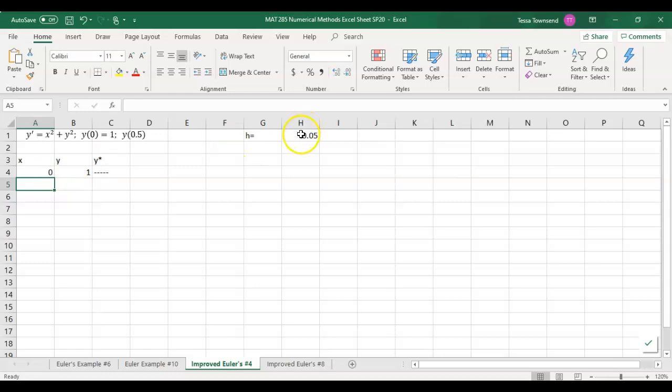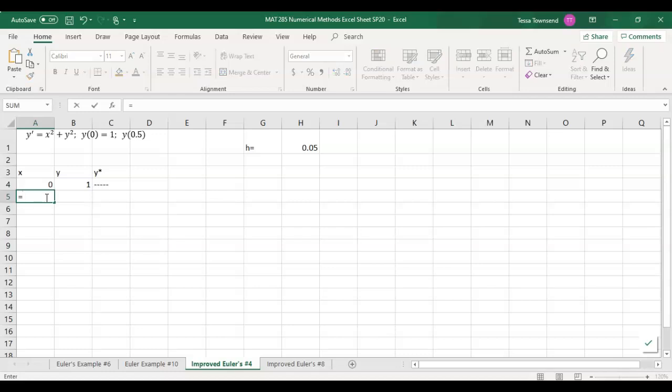Now, our x's are changing by the increment of 0.05, so we've got to set that formula up. It's going to be equals that last x plus that step size. I'm going to reference that cell just to make it easier for me to change the step size. Don't forget the dollar signs in front of the column and the row. That way it keeps that column and that row. And we want to find y of 0.5 in the end.